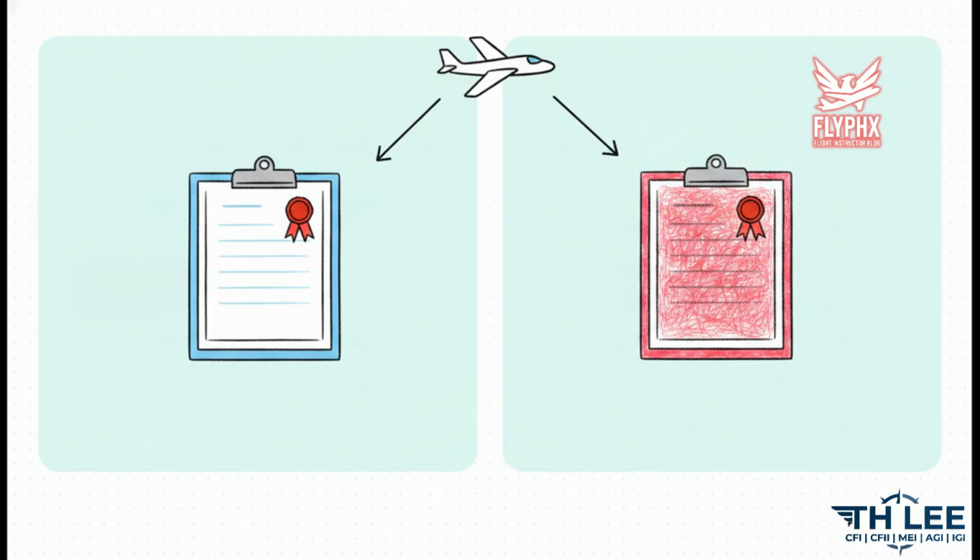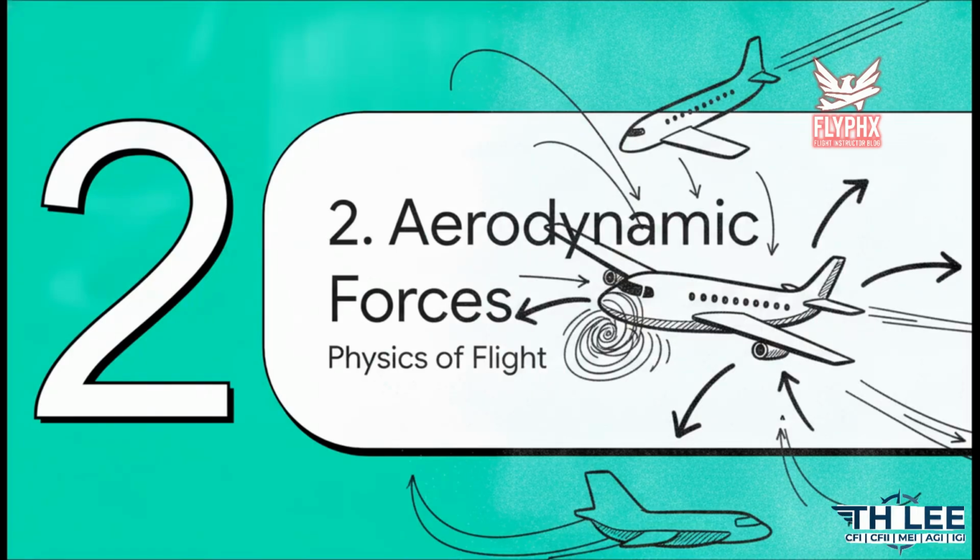Here's a pro CFI tip for you. If you get into an airplane and see a pink certificate, your operational limitations are going to be vastly different, and you need to know exactly what those restrictions are before you even think about turning the key. Oh, and remember, that certificate is only valid as long as all the required maintenance and inspections are rigorously kept up to date. Moving right along to Section 2, the 4 aerodynamic forces.